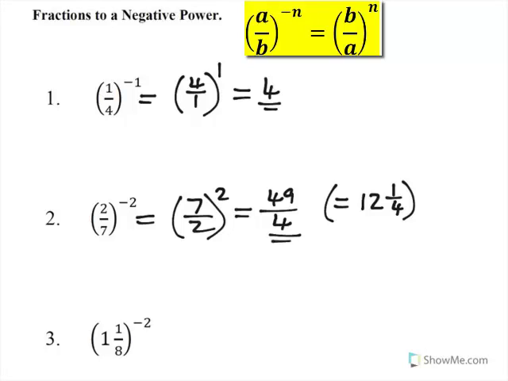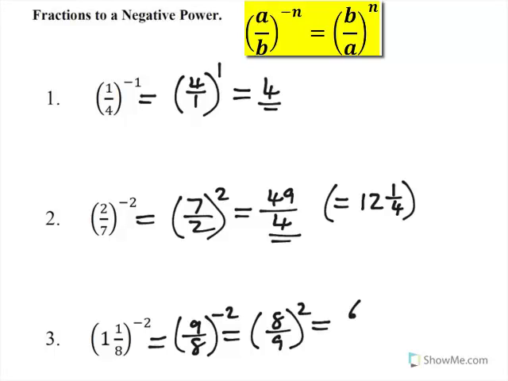This next one, if you remember, we said if we have a mixed number, change it to a top-heavy fraction or an improper fraction. 1 1/8 is 9/8 to the power of negative 2. Now we can turn it upside down. We get 8 over 9 to the power of 2, making the power positive. 8 squared is 64, and 9 squared is 81. That would be the answer.